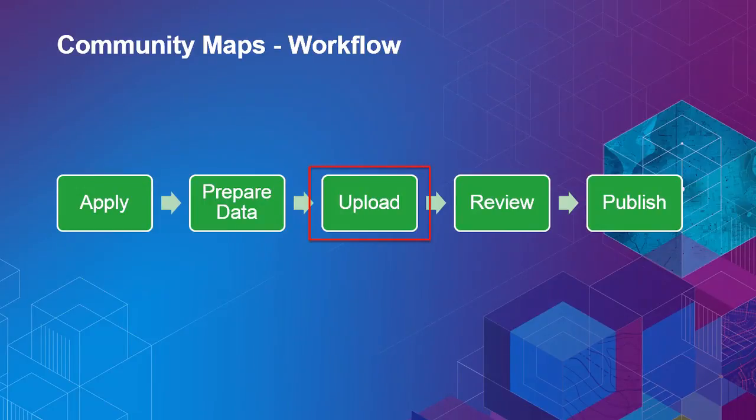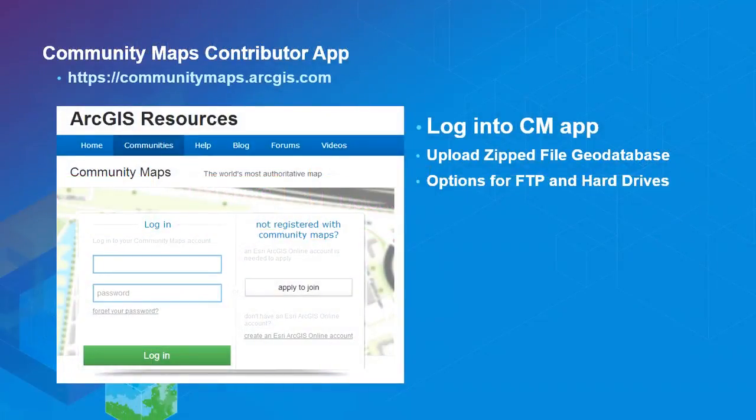After the data has been prepped, you're ready to upload it. Just because of time, I think I'm going to go right into our data prep tool demo. But within communitymaps.arcgis.com, where you log back into the app, you use the same username and password, the same ArcGIS Online account that you registered. When you log in, you'll zip that file geodatabase, the output of the tools, and you'll upload it through the website. We're just using ArcGIS Online to transfer the data to us. But if the data is over a gigabyte in size, you can request an FTP or a hard drive be sent to you, especially if you're providing imagery.